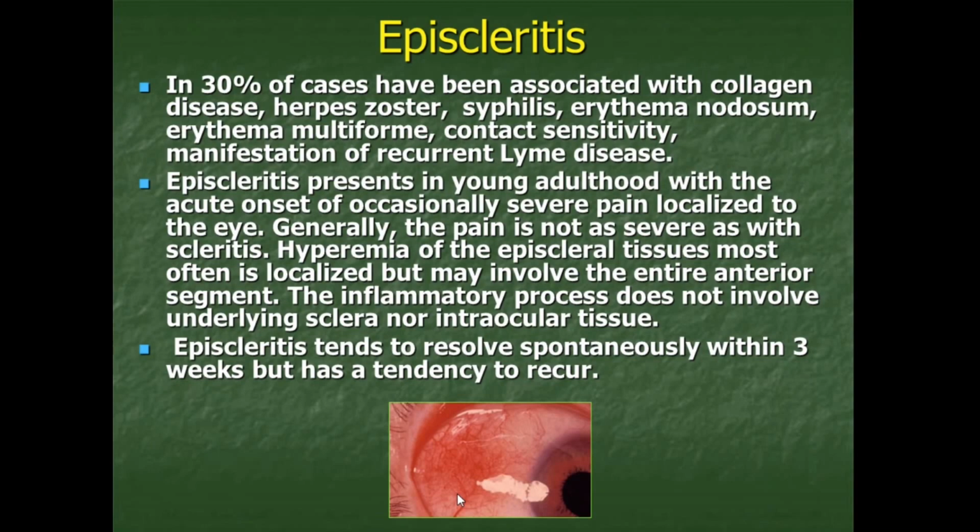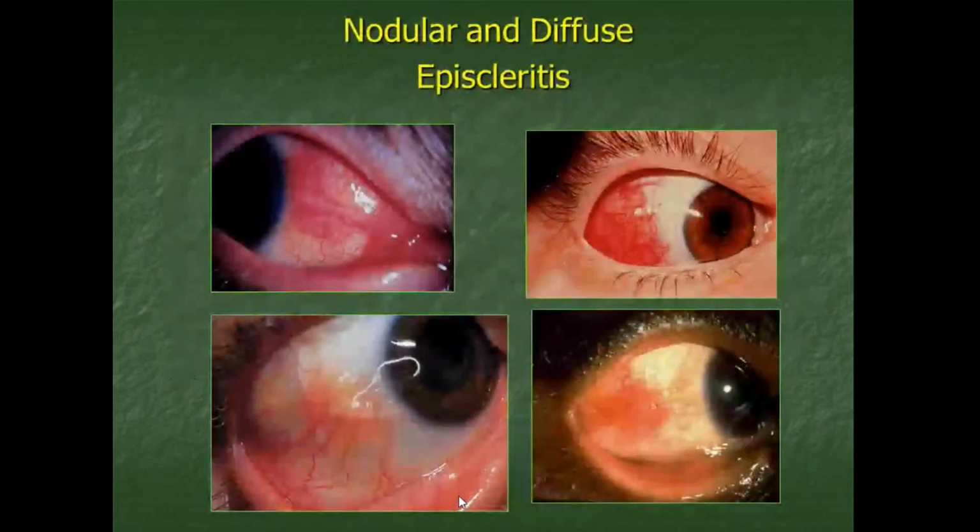Usually, episcleritis presents in young adults, and the patient usually complains of severe pain, which is localized in the eye. The inflammatory process does not involve the underlying sclera and intraorbital tissue. Episcleritis usually resolves spontaneously after 3 weeks, but may recur.